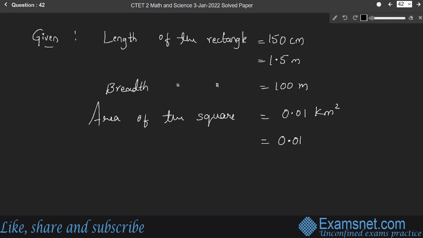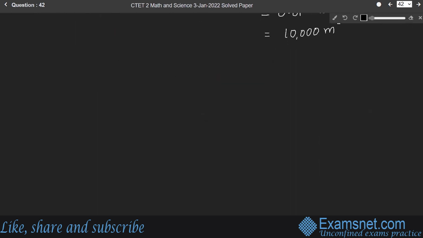Since it is kilometer square, it becomes 1000 into 1000, because 1 kilometer is 1000 meters. So kilometer square becomes 1000 into 1000, which is equal to 10,000 meters square. Right. Next step is formula. Formula to be used here: area of the square is equal to side into side.